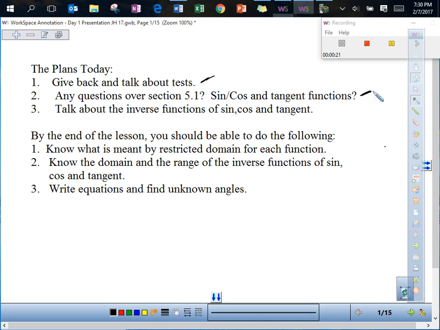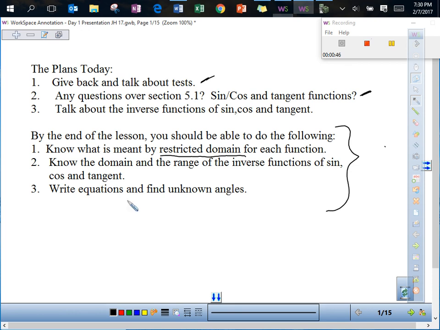Now, what I need to make sure I can do with you today is by the end of this lesson, these terms may not sound familiar to you right now, but by the end of the lesson they'll need to. By the end of the lesson I'll need you to be able to do each of the following. Know what we mean by restricted domain. We're going to talk about the sine, cosine, and tangent graphs again today, but we're going to only use a partial graph. You'll see why here pretty soon. I'll need you to also know the domain and the range of the inverse functions. You'll see those pretty quick.